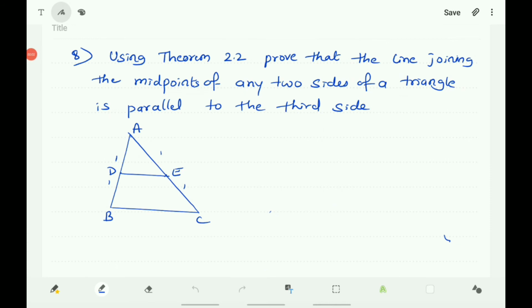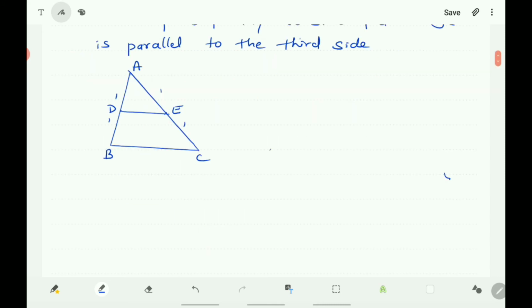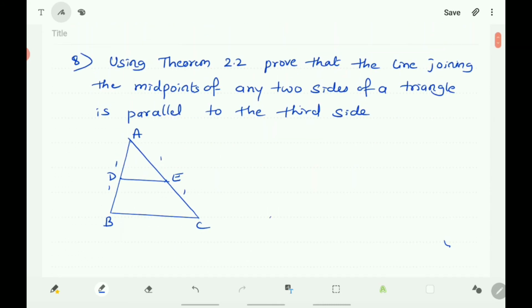Question number 8. Using theorem 2.2, theorem 2.2 means converse of Thales theorem, prove that the line joining the midpoints of any two sides of a triangle is parallel to the third side. Here it is given that DE is a line joining the midpoints of AB and AC. We have to prove that DE is parallel to BC. That is with the help of the theorem 2.2, that is nothing but converse of Thales theorem.